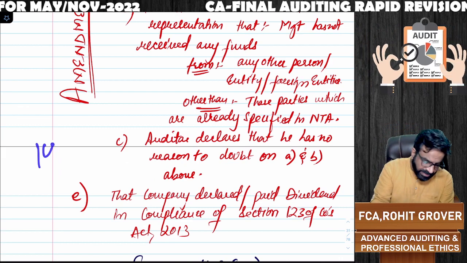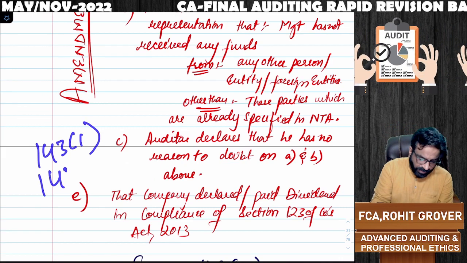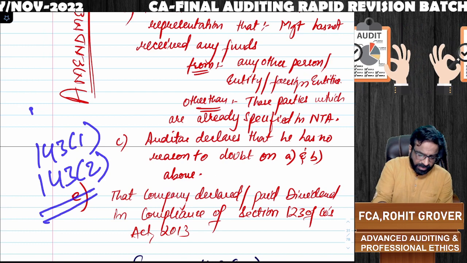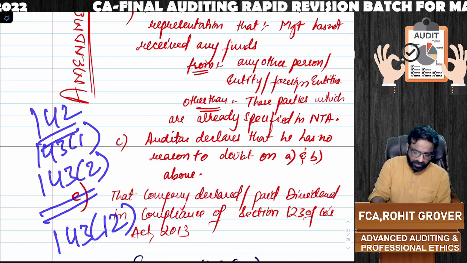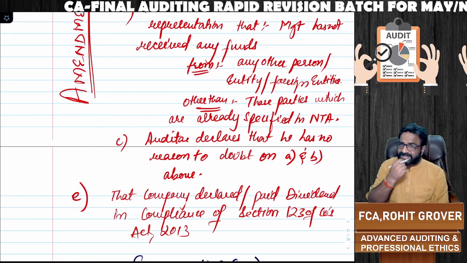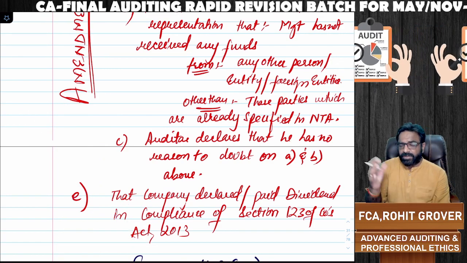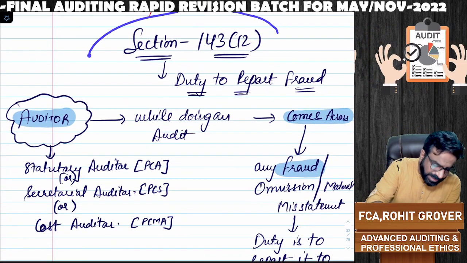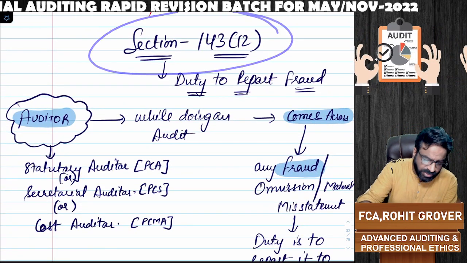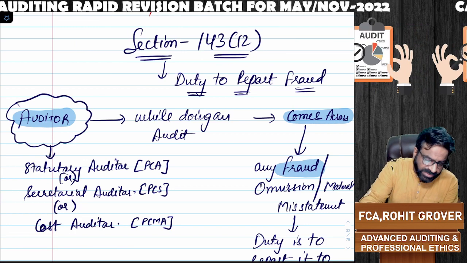So 143 subsection 1 we are done with. 143 subsection 2 also we are done with. 142 also we are done with. 143 subsection 12 we are going to do now, and 143 subsection 11, that is CARO, we are going to do in the audit report chapter. Now here also, in 143 subsection 12, duty to report a fraud, one small amendment has come.